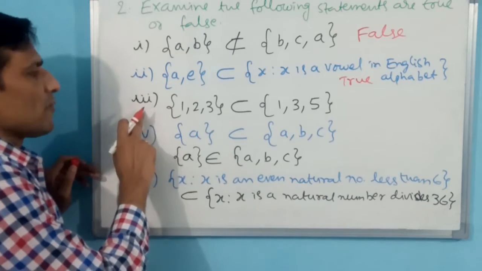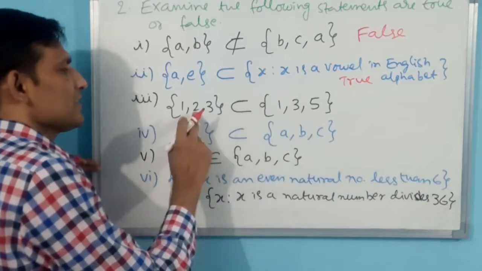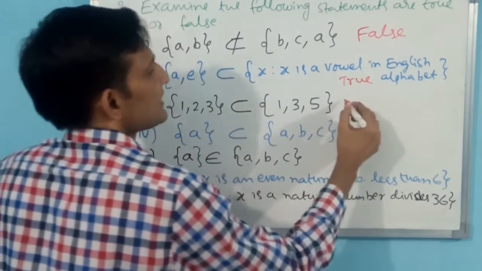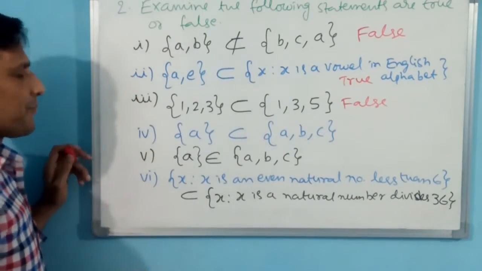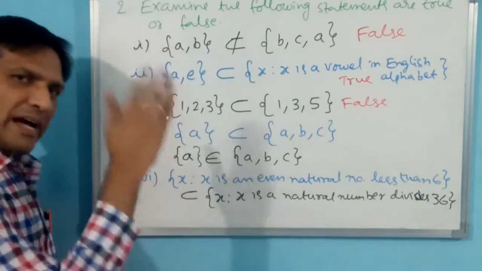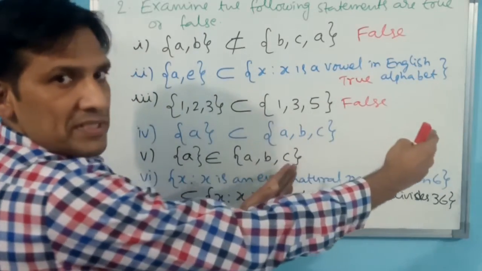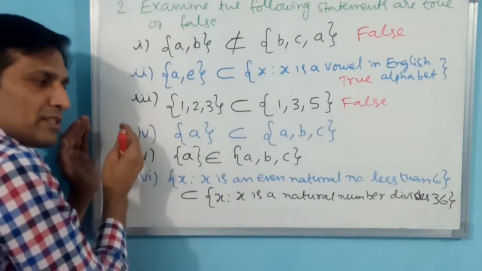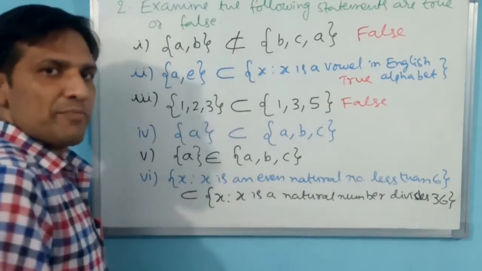Let us see third one. {1, 2, 3} is a subset of {1, 3, 5}. See, 1 is there, yes. 2 is not there. Then not a subset, but he is telling that it is a subset. False. Why? Because 2 is not there. You need not see further. One element doesn't match means automatically you stop. Why? Because always left side will be subset, right side will be superset. We are seeing from lesser number to higher number. If lesser number elements are not there in the higher number superset, then you stop there.